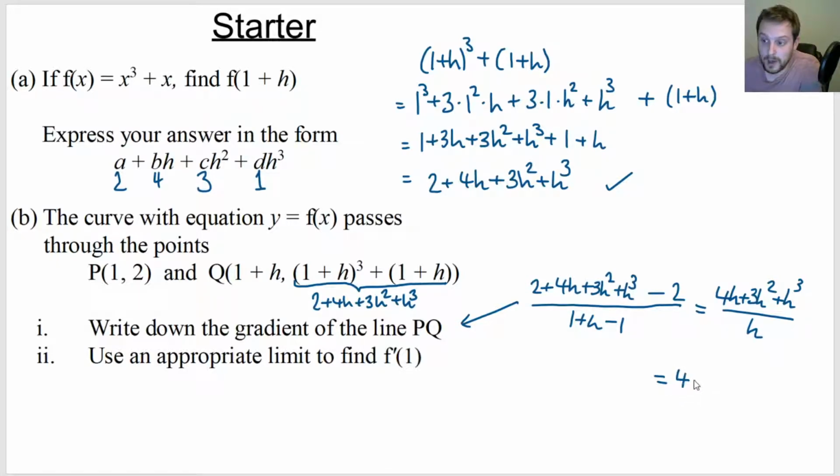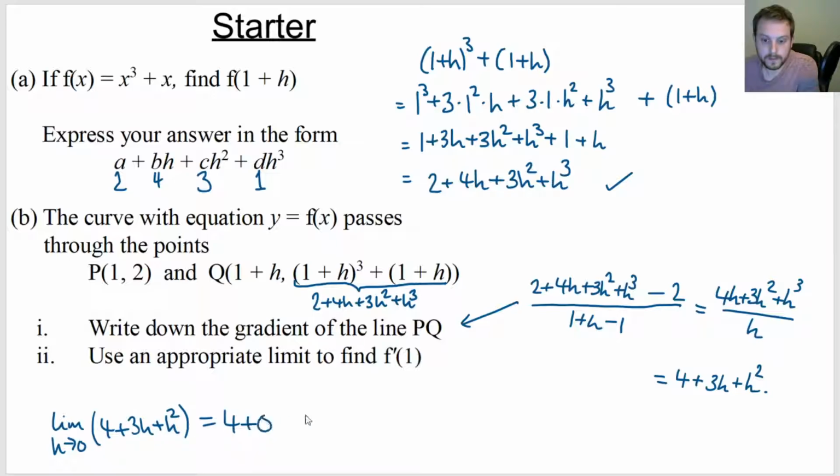It's 4 plus 3h plus h squared. Okay, so that's what that answer is. It's 4 plus 3h plus h squared. And then the appropriate limit would be to take the limit as h goes to 0 of this, which is just 4. Okay, so the gradient at the point when x is 1 is 4.